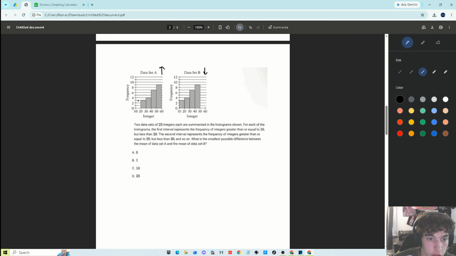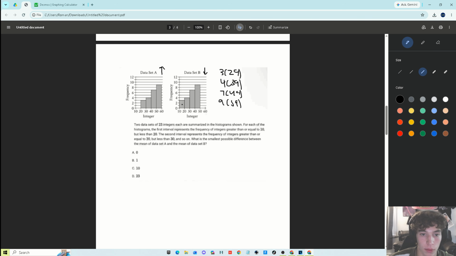So first one, there's 3 values, and since we're looking for the greatest, it has to be 29. So 3 29s, and then next there's 4 39s, and then there's 7 49s, and then there's 9 59s.